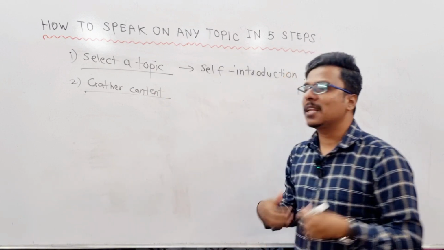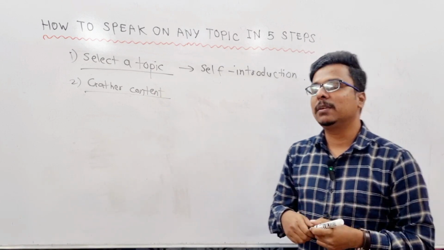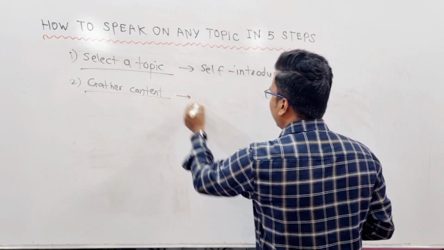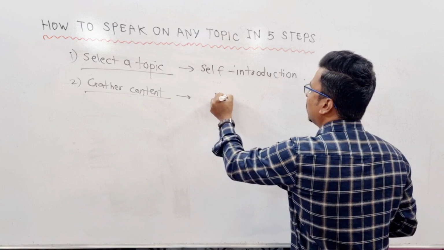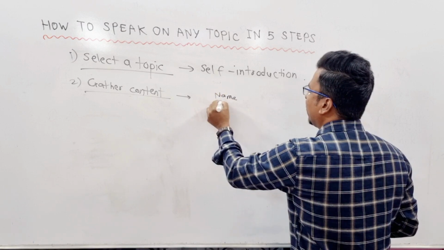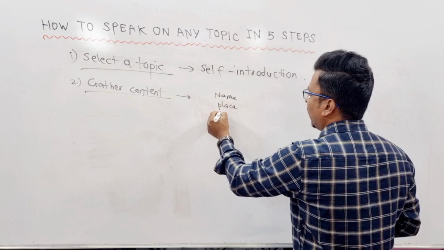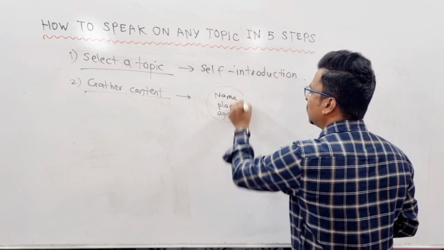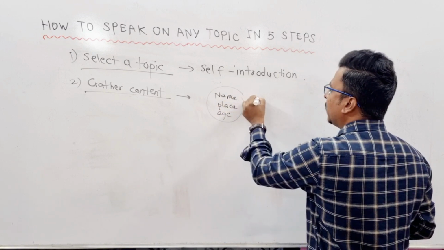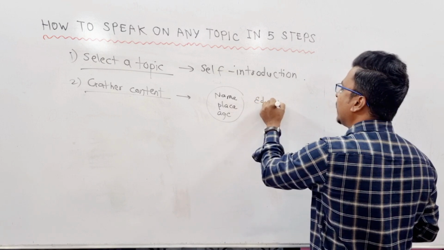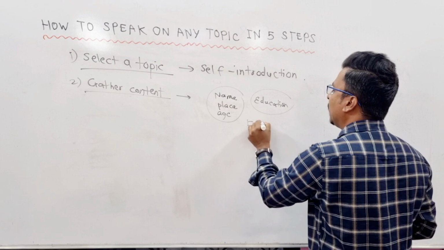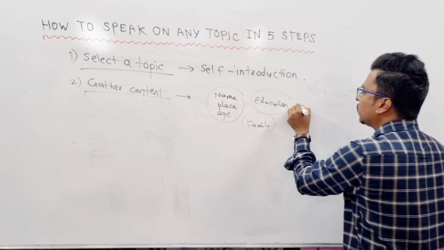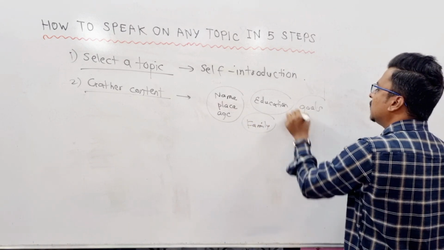So as our topic is self-introduction, let's say that we want to talk about, first, we want to give basic information like name, place, age, stuff like that. So this is basic information. And then you want to talk about, let's say, your education. Then you want to talk about your family, let's say. Then you want to talk about your goals.